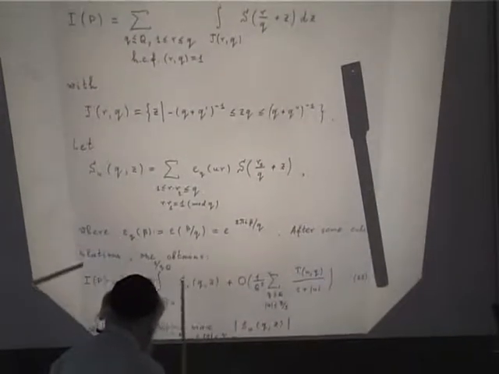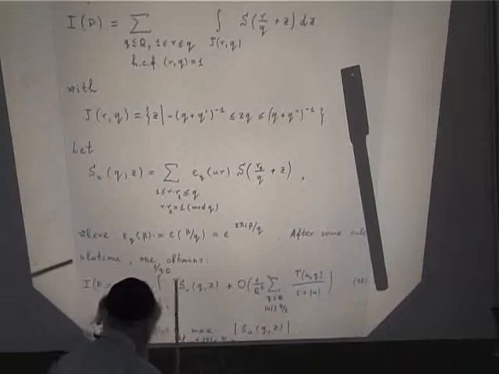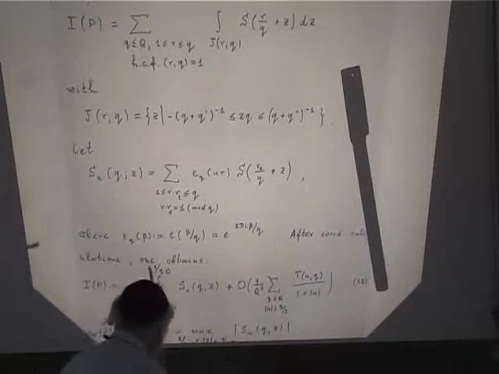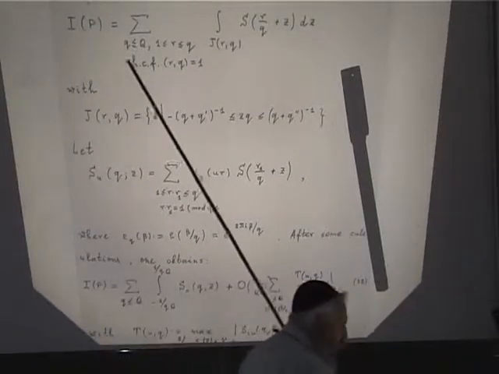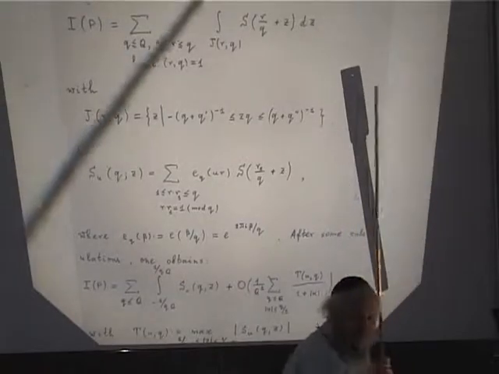Now one introduces a new exponential sum, and I will use an abbreviation e sub q of beta. It's just e to the power 2 pi i beta divided by q. And then after some calculations, yes?